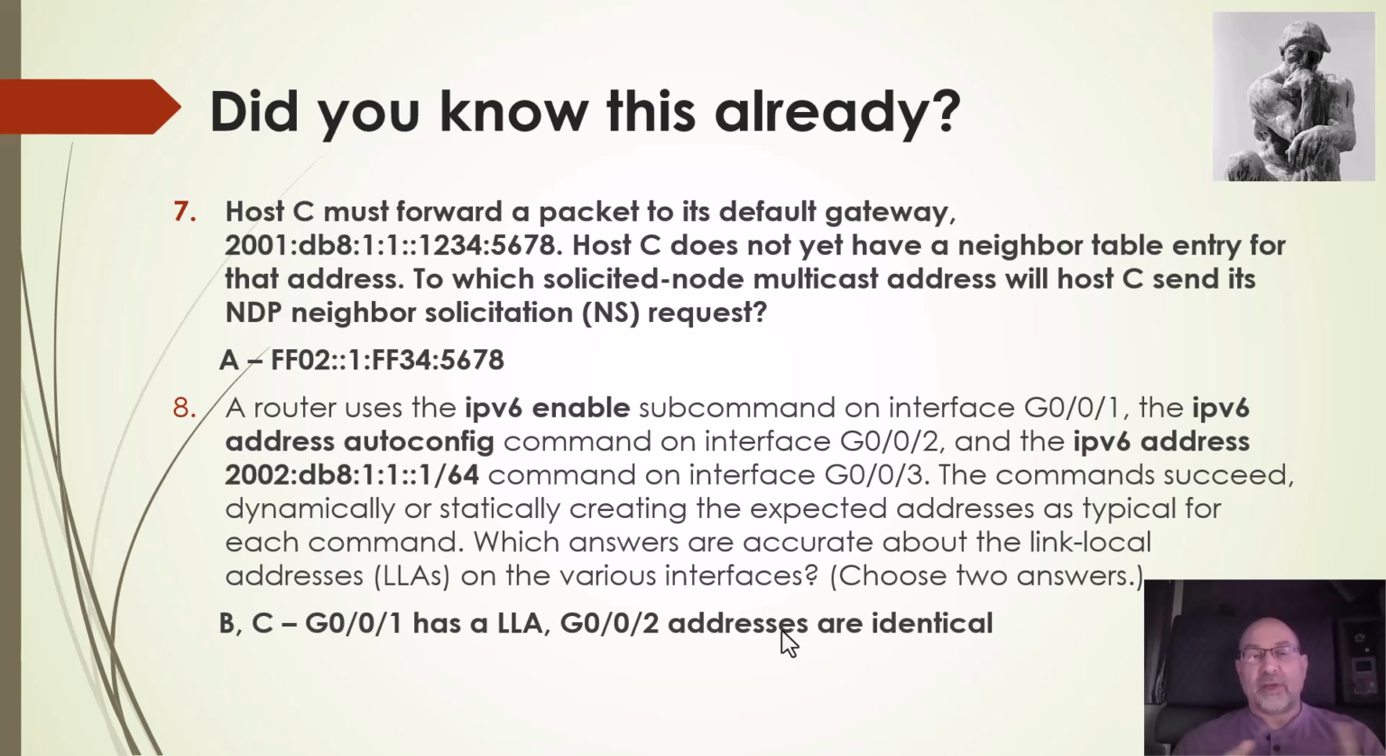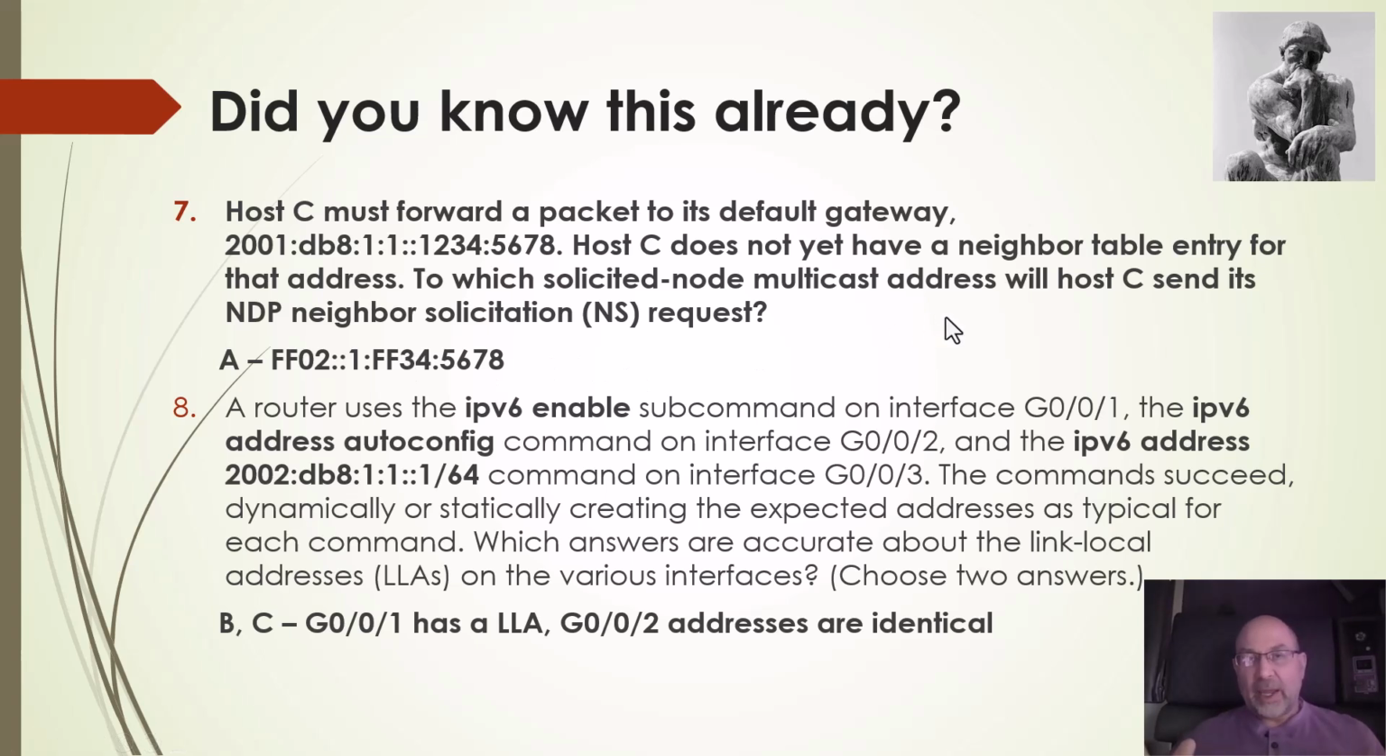Question number 7, host C must forward a packet to its default gateway. And there's our default gateway address. Host C does not yet have a neighbor table entry for that address. To which solicited node multicast will the host C send its NDP neighbor solicitation? Well, we know now that the solicited node multicast will have FF, right? It'll have this pattern here, FF02::1:FF, followed by that node's unique identifier.